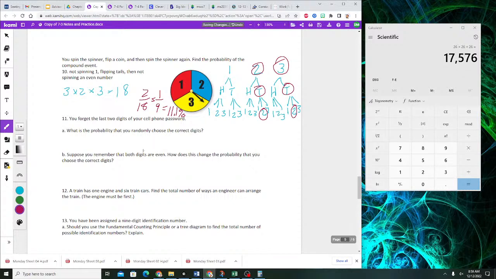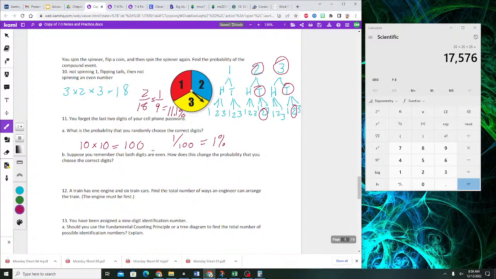event. You forget the last 2 digits of your cell phone password. What's the probability that you randomly choose the correct digits? Well, there's 10 possible digits, and you've got to do that twice, so 100. And you've got to get them in the right order, so that's 1 out of 100, which means there's a 1% chance of you randomly choosing the correct digits.